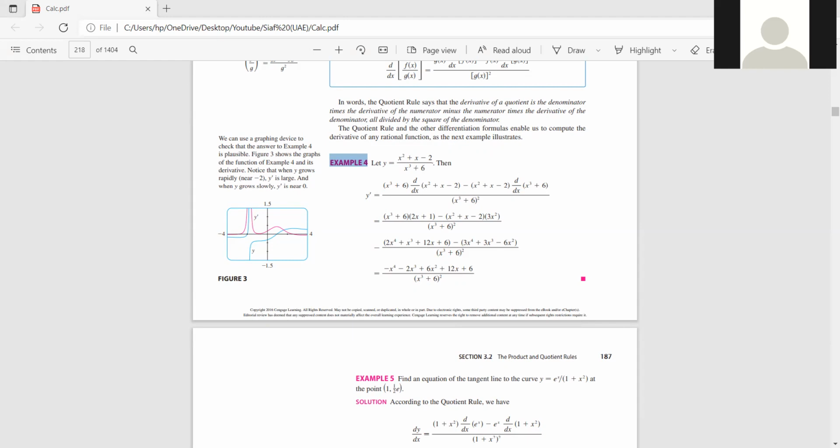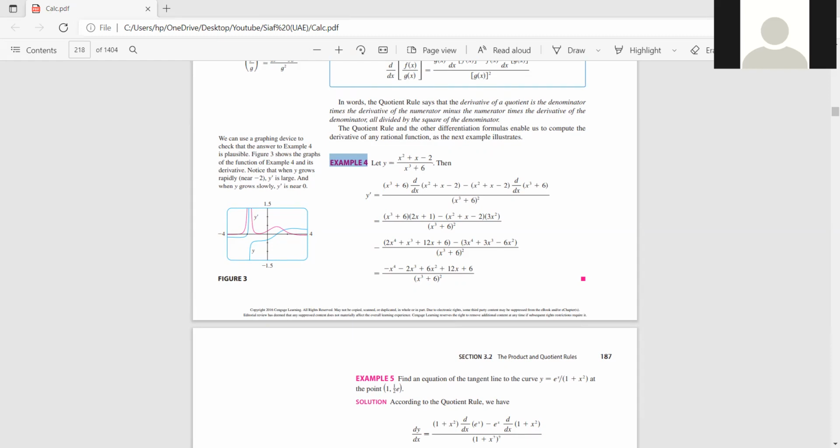X cubed plus 6. So this is an example from a book. Both the functions are dividing, so we have to use a formula, f of x and g of x, right? Yeah. So this is our g of x.